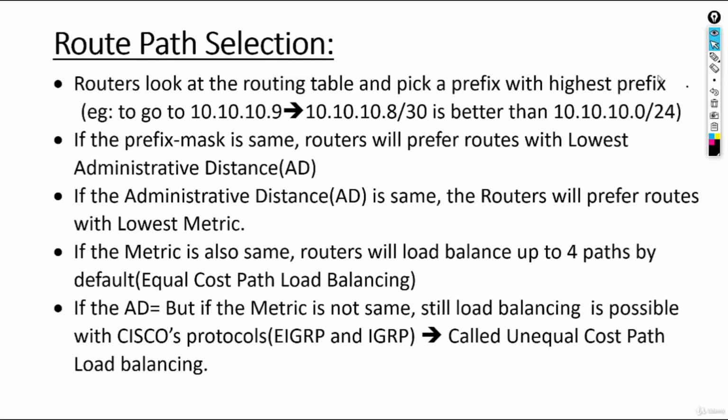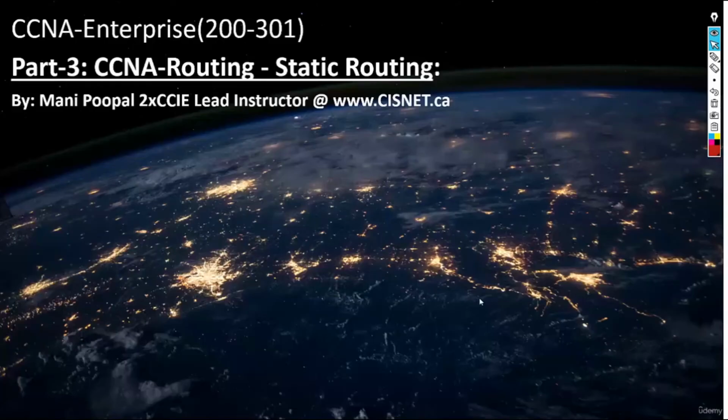So guys, for the CCNA exam, you must know the route selection algorithm, and again the order is very important. I will repeat one more time: highest prefix mask wins. If it is the same, lowest admin distance. If it is the same, lowest metric. If it is the same, it is going to do equal cost path load balancing.